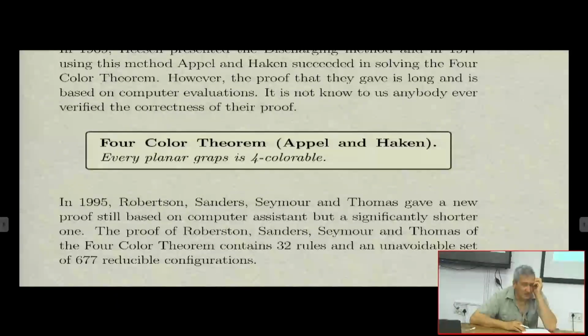Around, yes. So it's like 5 times shorter proof regarding the number of configurations. Each of these configurations you have to prove is C or D reducible. We will explain what that is next. And show that all this set of 600 configurations is unavoidable. Unavoidable means every planar graph contains one of them, yes.